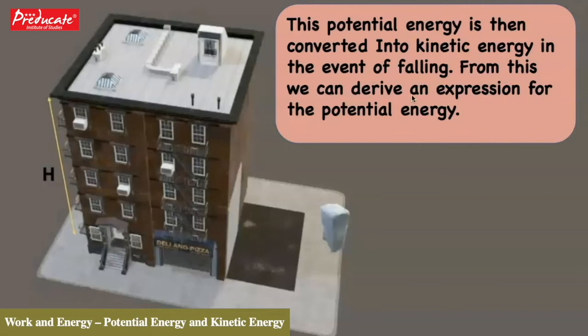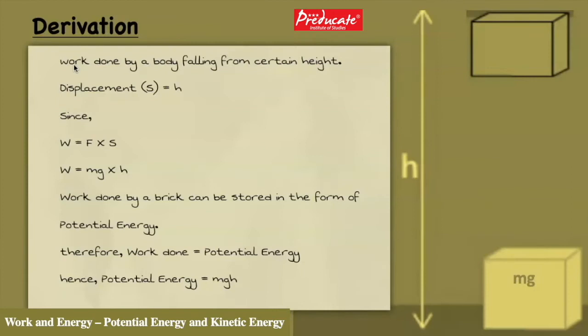From this, we can derive an expression for the potential energy. Derivation. Work done by a body falling from a certain height. Displacement s is equal to height h. Since work done is equal to force into displacement, that is W is equal to F into s, from that, work W is equal to m mass into g gravity into h height.